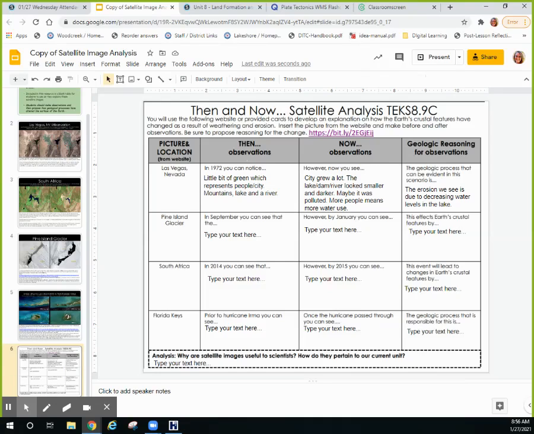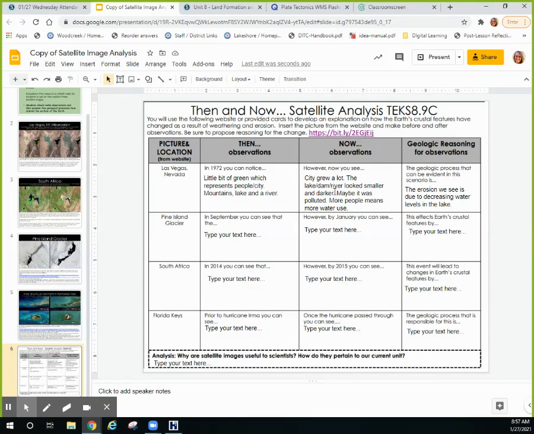So what we discussed as a class is in the then observations in the 1972 image, we noticed a little bit of green, which represents the people and the city. And we noticed mountains, a lake, and a river. In our now observations, we noticed the city grew a lot. It almost doubled or tripled in size.